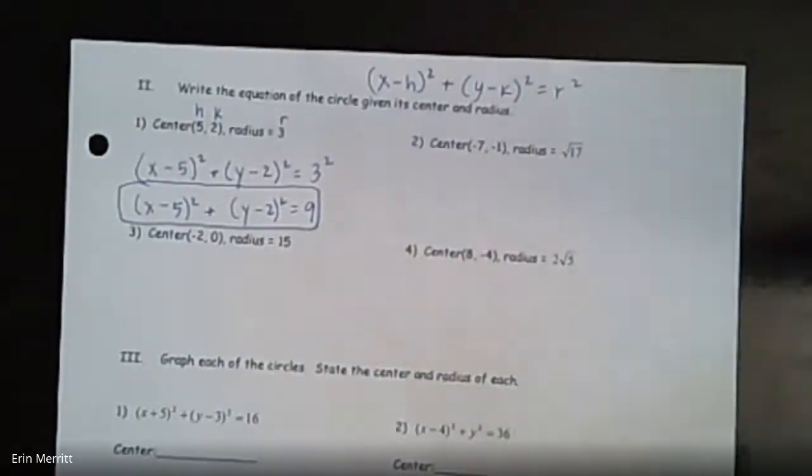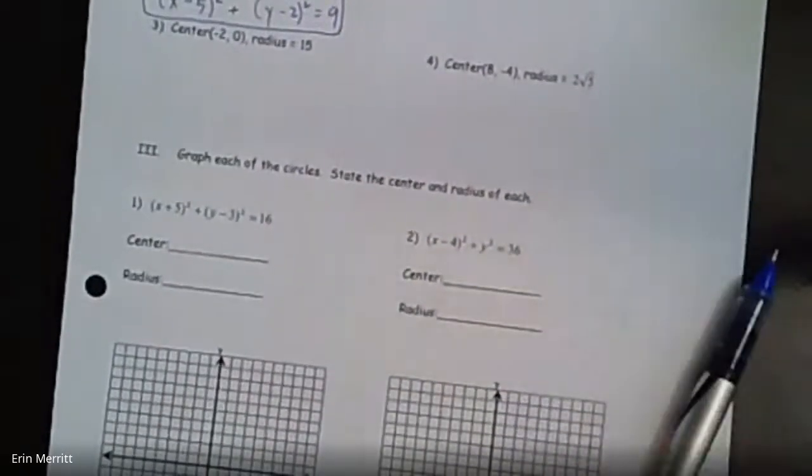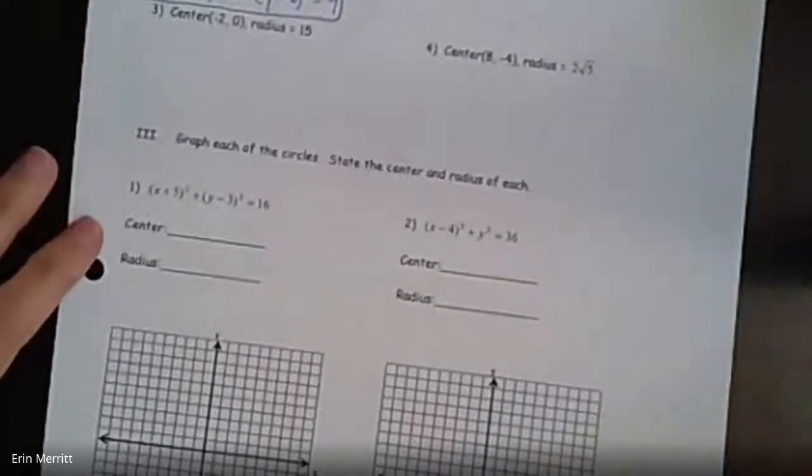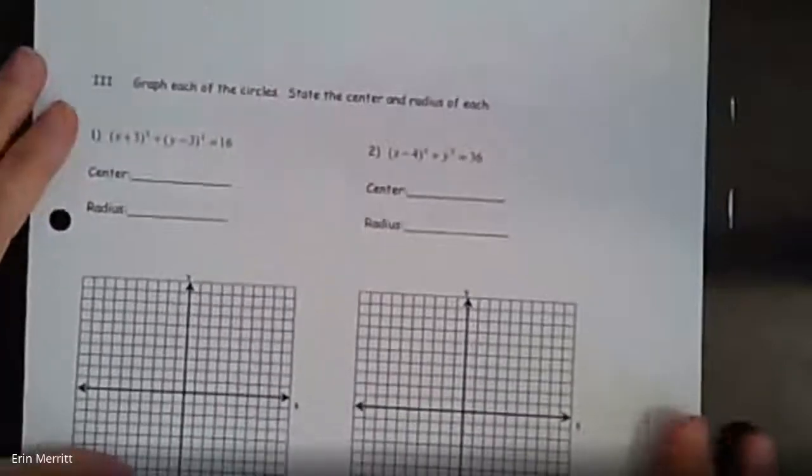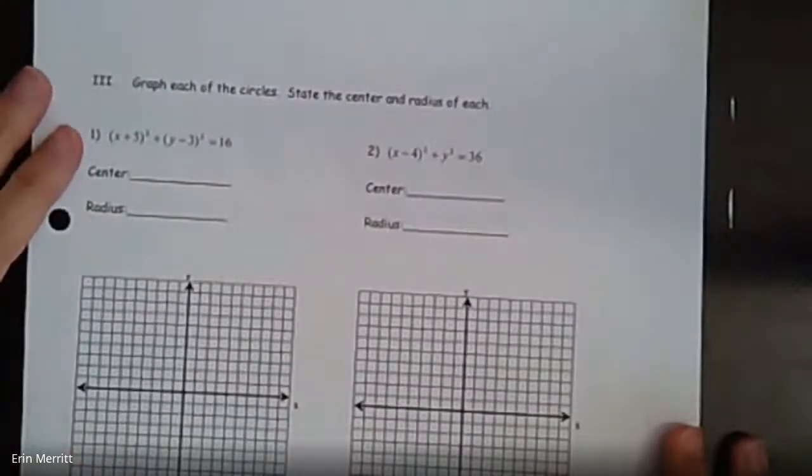I think that's good for those top ones. And then for the bottom ones here, now you're just working backwards. So you're picking out the center point and the radius so that you can graph it.